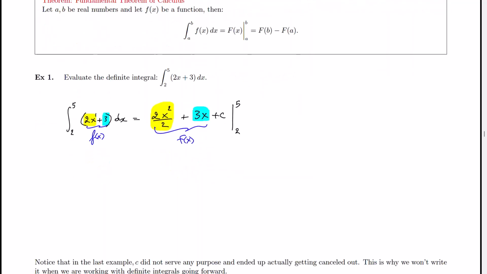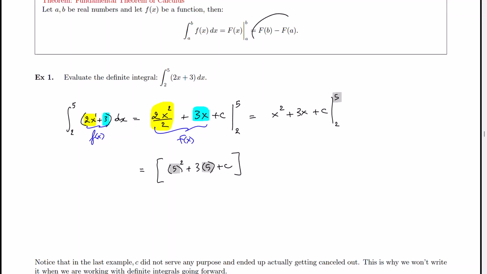So let's continue along. Let me first reduce everything to lowest terms. I'm going to put x squared plus 3x plus c, and then I'm still going to evaluate this between 5 and 2. So now let's go ahead and plug in the 5. So 5 is going to go in all the places where we have x. So we're going to get 5 squared and 3 times 5 plus the c. So 5 goes in first because it is the upper bound. It always goes in first.